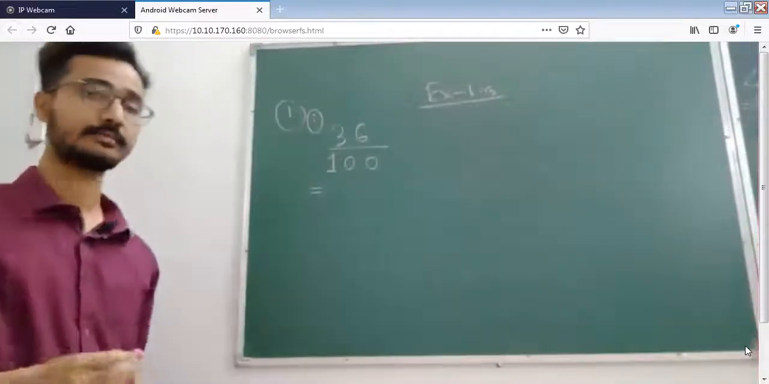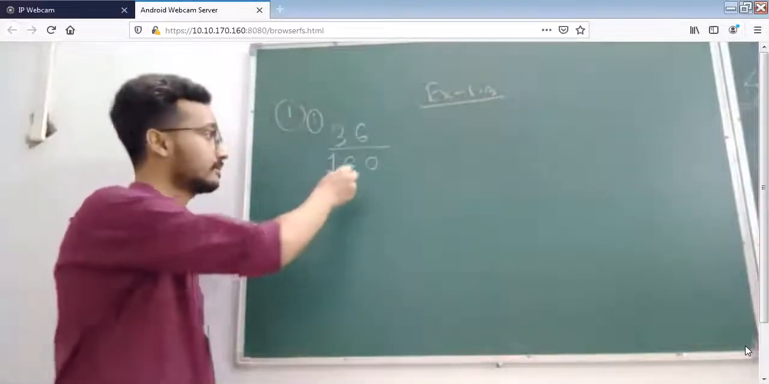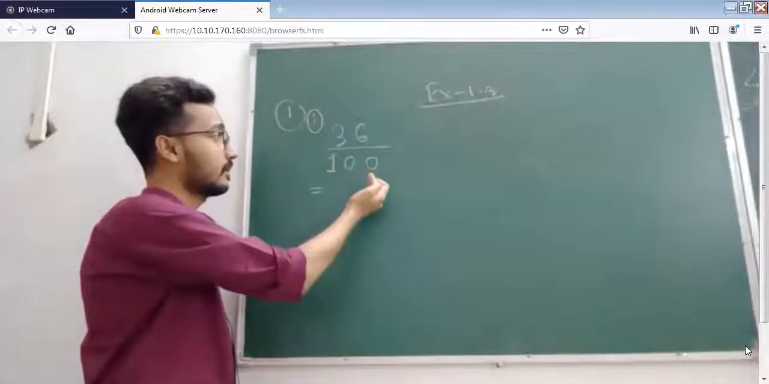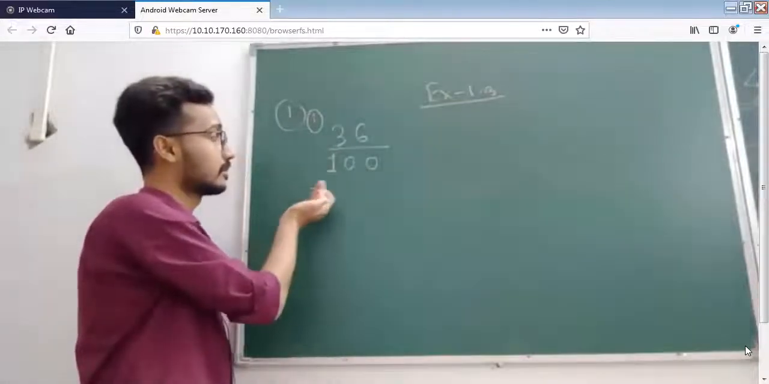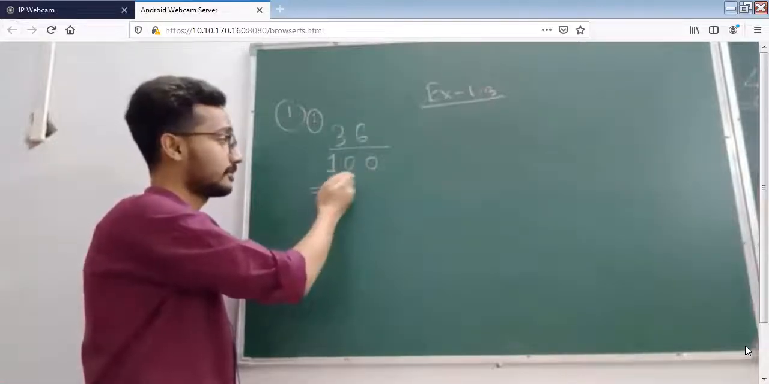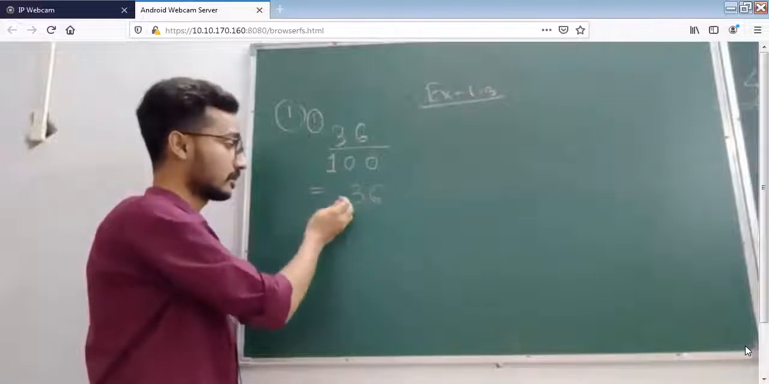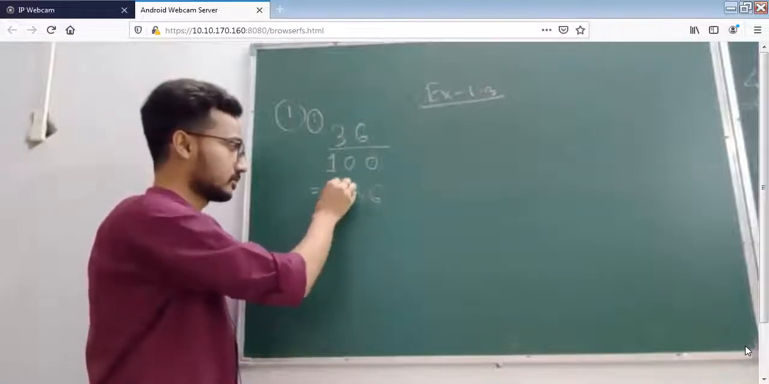When you divide a number by any multiple of 10, the decimal will go to the left-hand side, and it will depend upon how many digits there are. Here, 2 digits are there. So, 36, and the decimal will go before 2 digits. So, it will be 0.36.